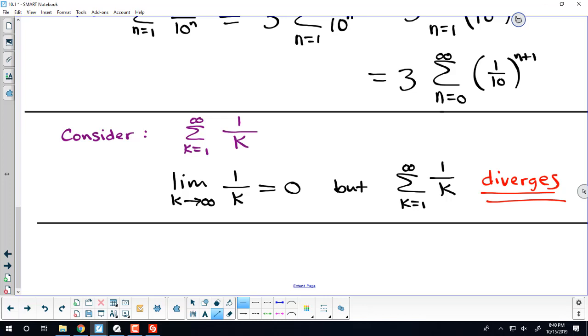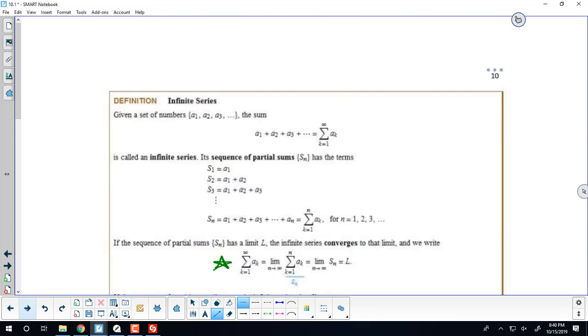What if the limit of the terms didn't go to 0? Would that guarantee that it diverges? Yes. So I'll let you think about that. We will talk about that eventually. Okay, so that was our definition.